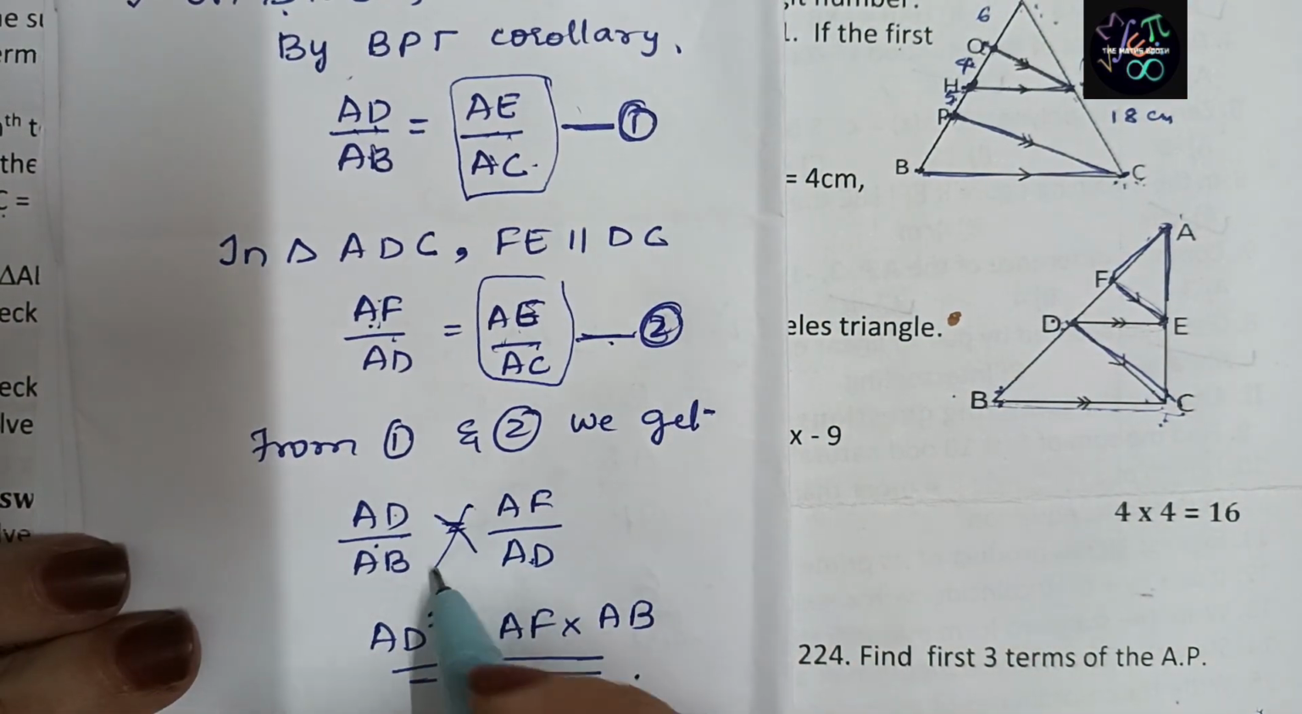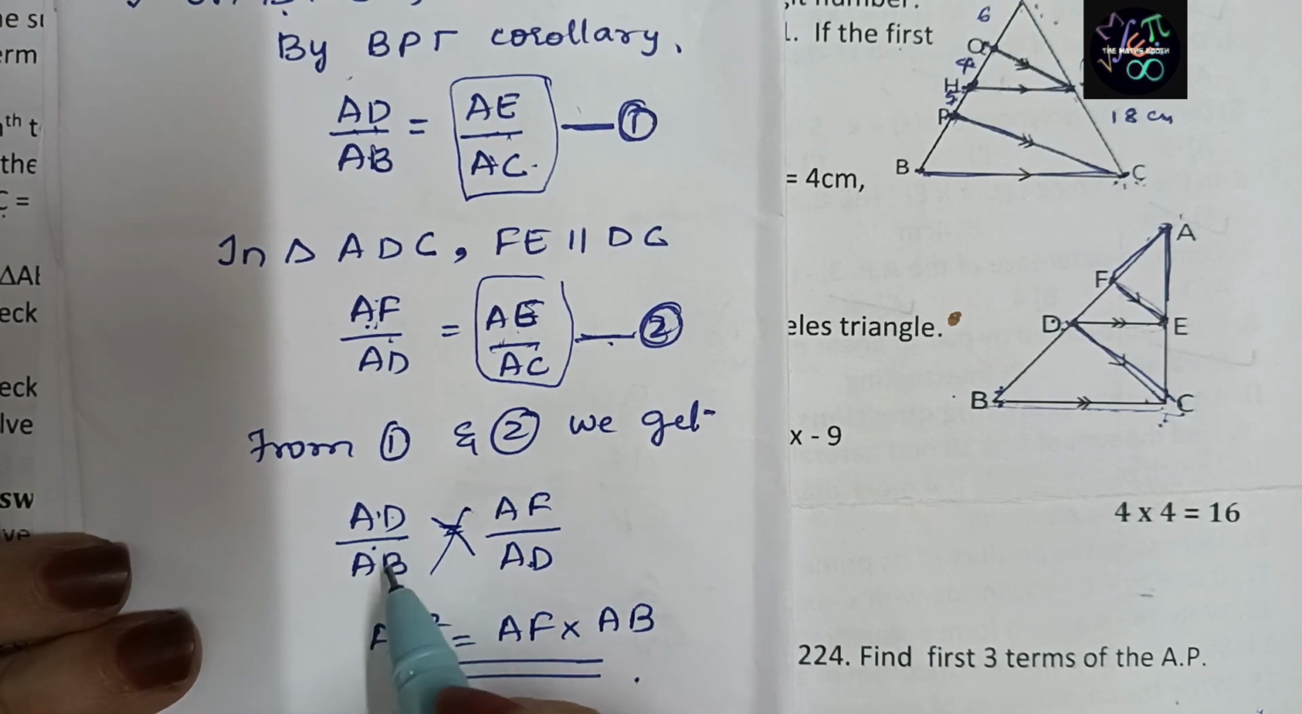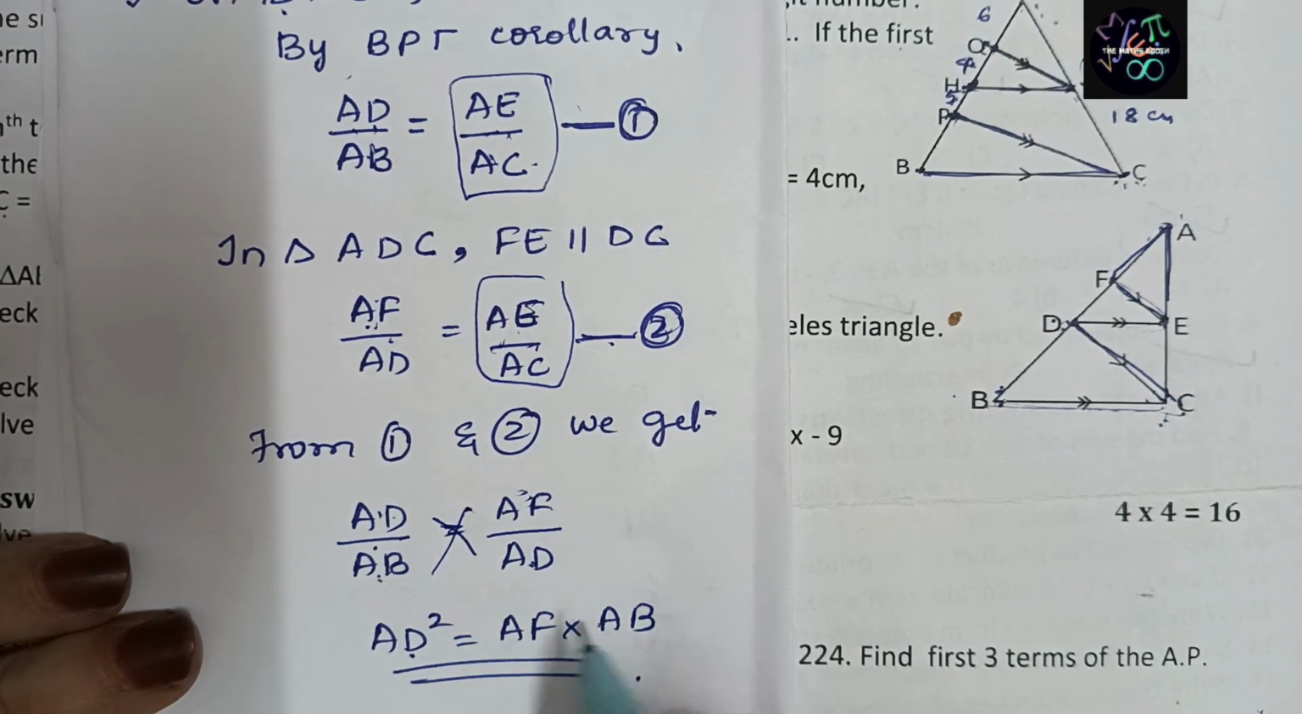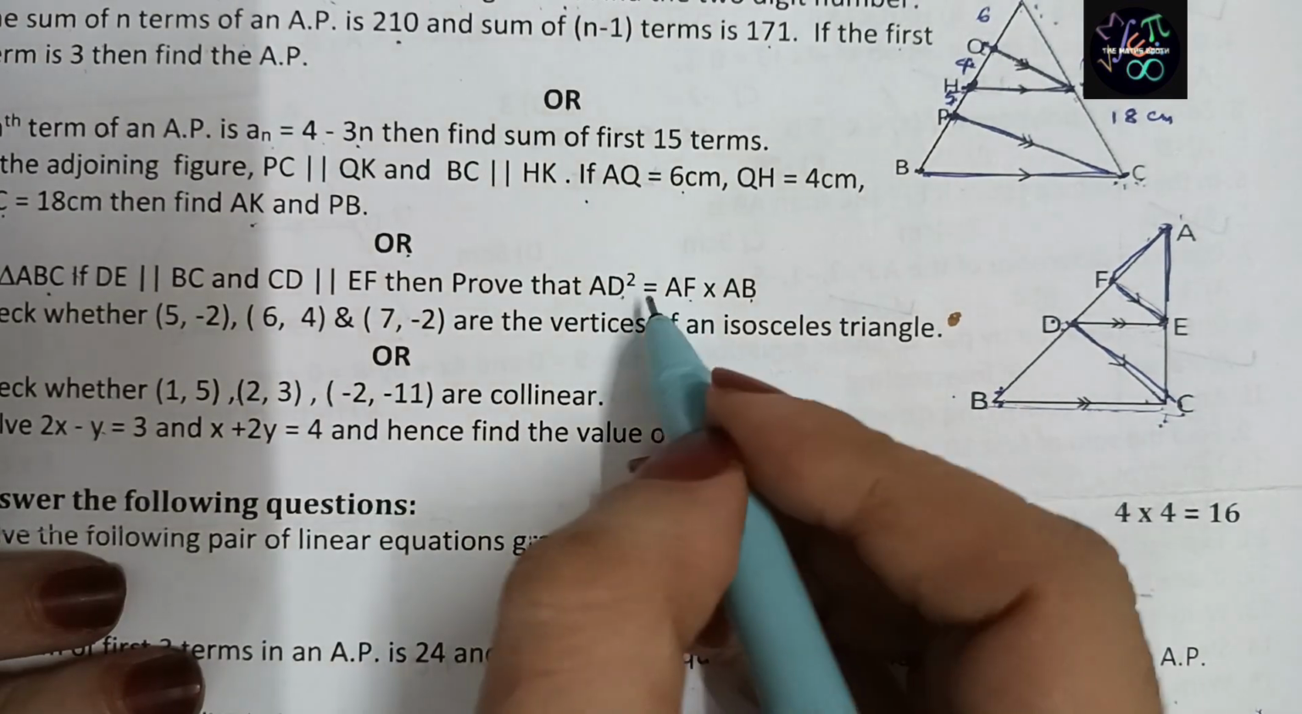Let us cross multiply now. AD into AD, AD square, equals AB into AF, that is AF into AB. This only they have told us to prove. So we got the answer.